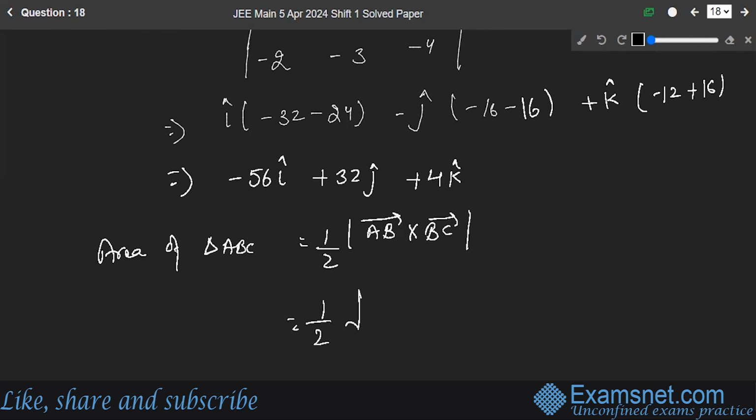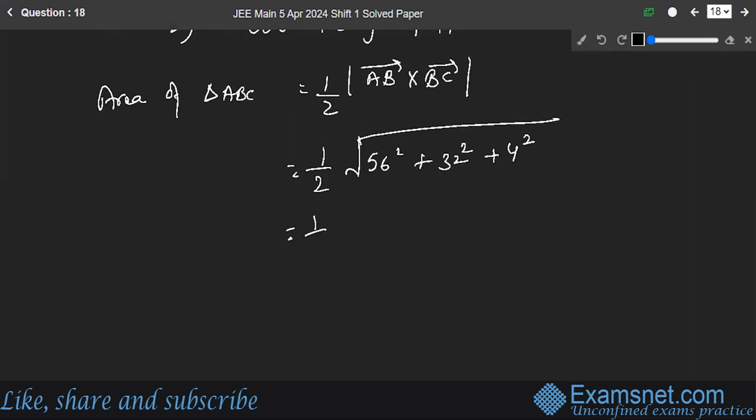So this is equal to half of 56 square, 32 square plus 4 square. Solving this will give you 4176, or this is 12 upon 2, that is 6 root of 29.